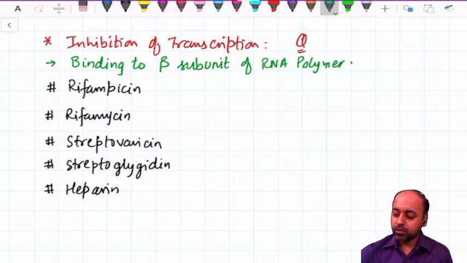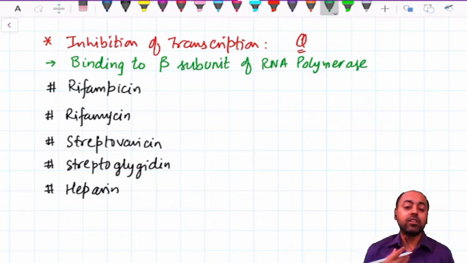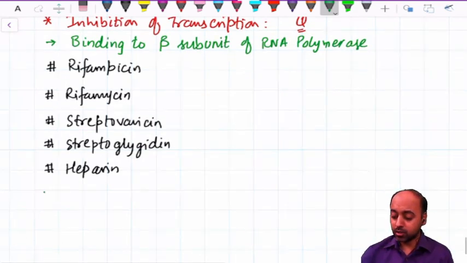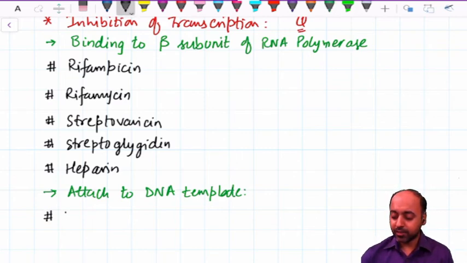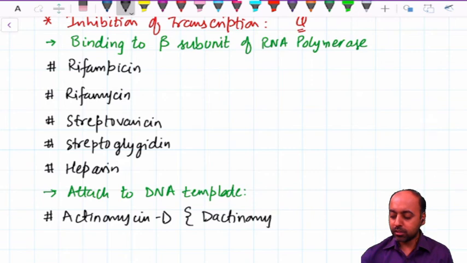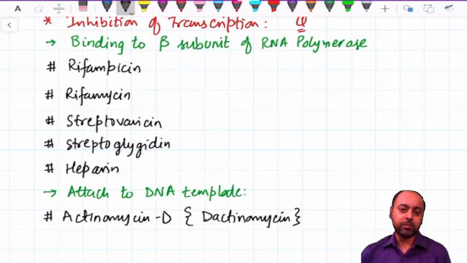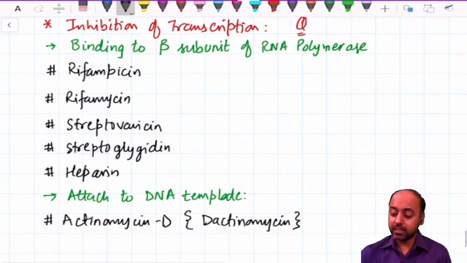Then there are some molecules which will attach to the DNA template and prevent the attachment of the RNA polymerase. The one important example that we have here is known as actinomycin D. Sometimes it is also known as the dactinomycin. So both the names are used. Alright, remember, this is the inhibition of transcription that is seen in the prokaryotes.